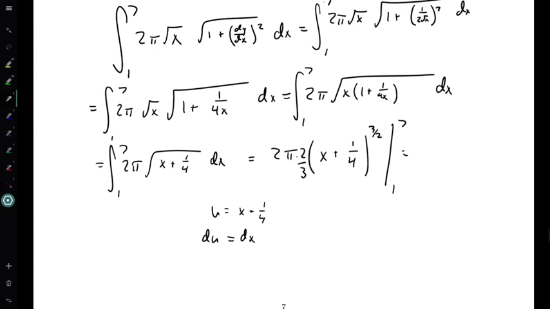We have a 4 pi over 3 hanging out front. And we're adding 1/4 to each of these and raising them to the 3/2 powers. So 7 plus 1/4 is going to give me 29 over 4. We're raising that to the 3/2. Minus 1 plus 1/4 is going to give me 5/4. And we're also raising that to the 3/2.